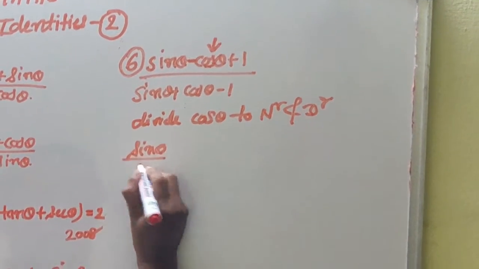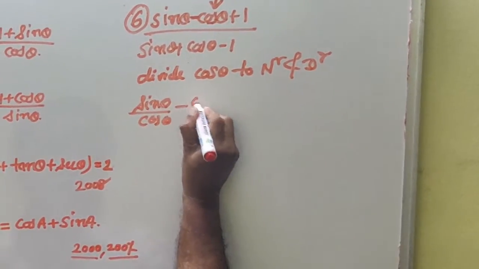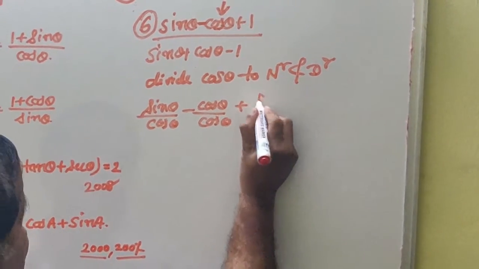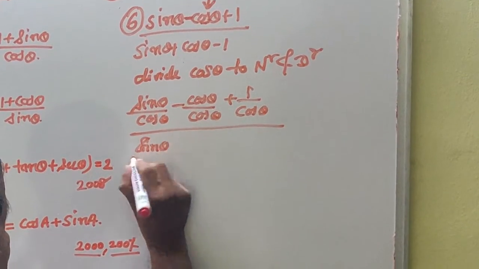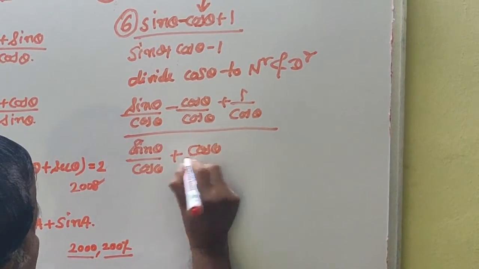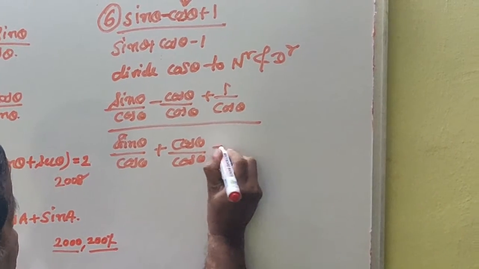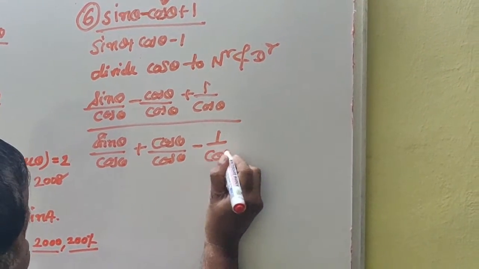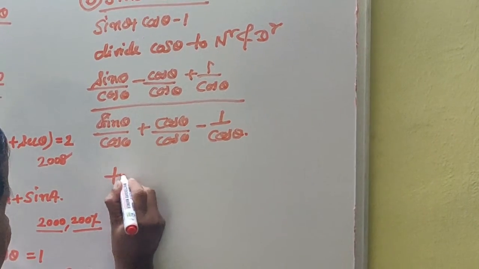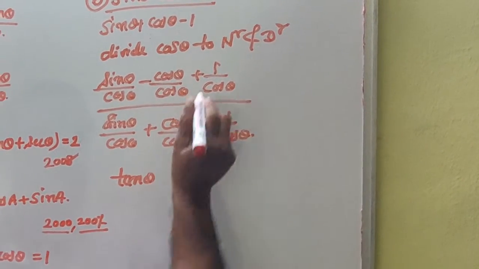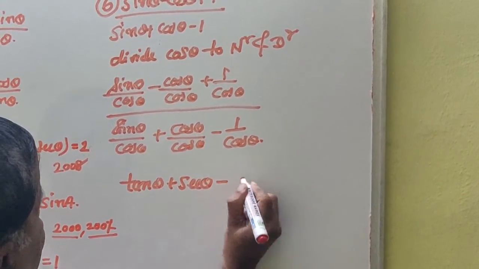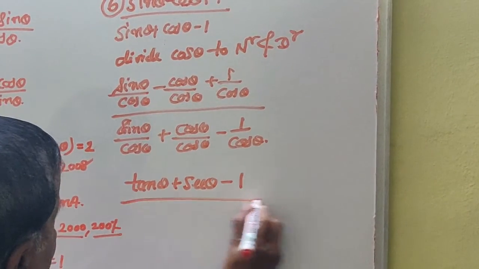Now what will come here? Sin theta upon cos theta minus cos theta upon cos theta plus 1 upon cos theta, upon sin theta upon cos theta plus cos theta upon cos theta minus 1 upon cos theta. Now what will come here? It is tan theta. 1 upon cos theta means sec theta. Now here I am writing 1.